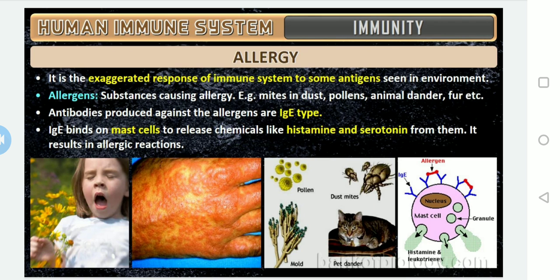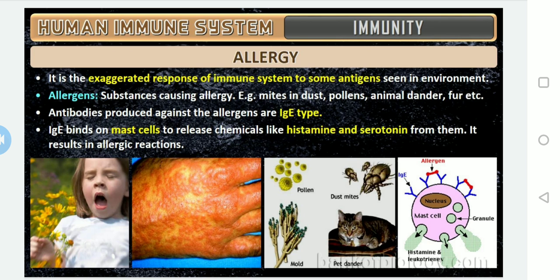So there also act as allergens. Okay, and common symptoms are sneezing. So generally sneezing, watery eyes, running nose. So these are all some of the common symptoms of the allergy.